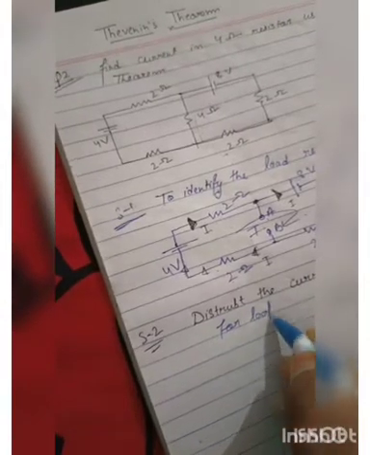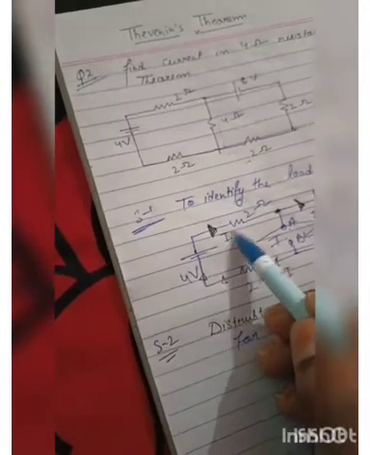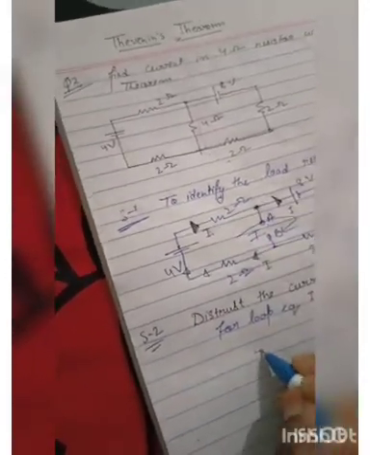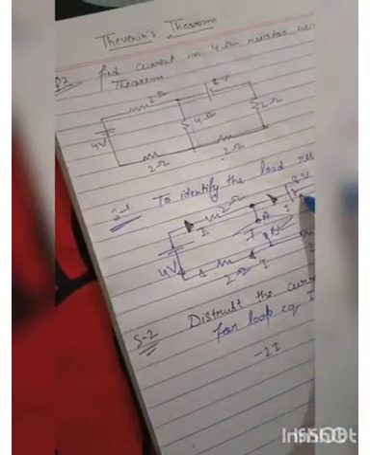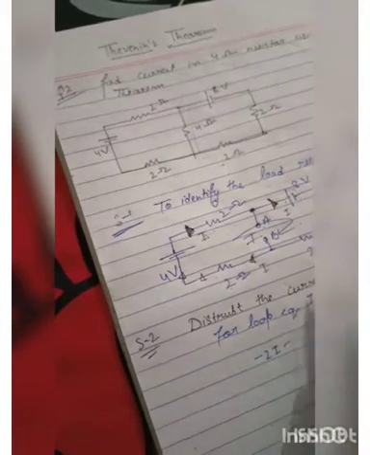Now for loop equation 1, we see that the current and the resistor are in the same direction, then we write minus of 2I, positive to negative, then we use the sign of negative.